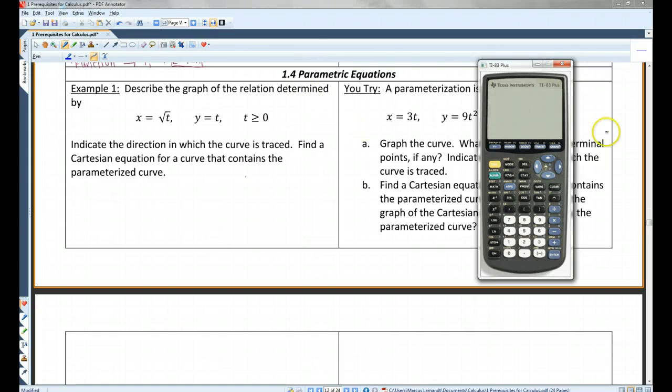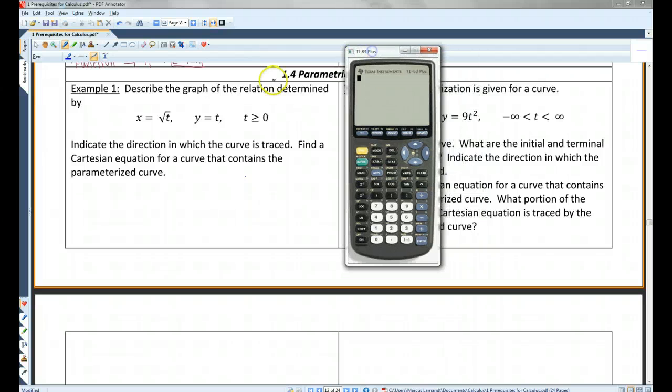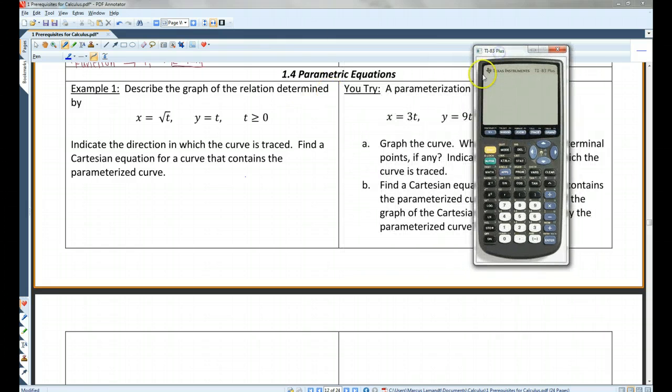Alright, 1.4 Parametric Equations. Example 1. Describe the graph of the relation determined by this set of functions. Now, parametric equations require a different mode on your calculator. So if you could please go to Mode, go down here. Instead of functions, you're going to go to PAR for parametric. Hit Enter. Then go to Y equals.